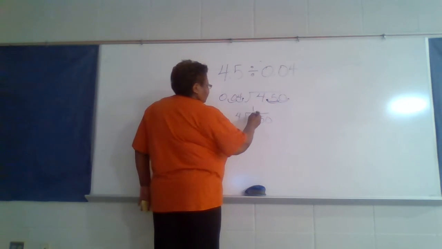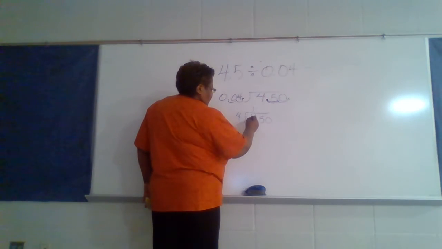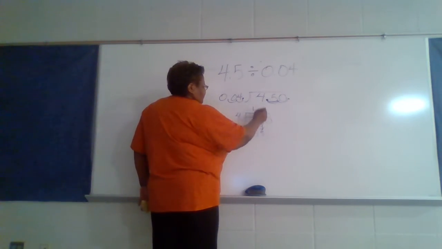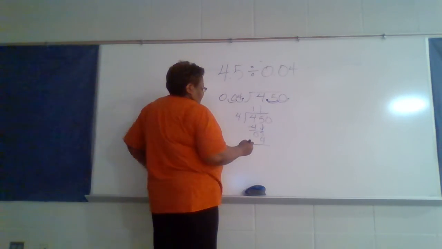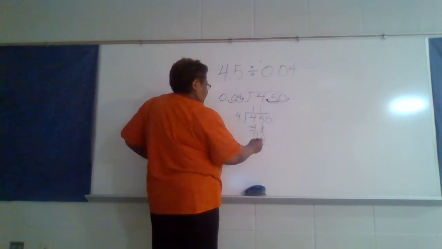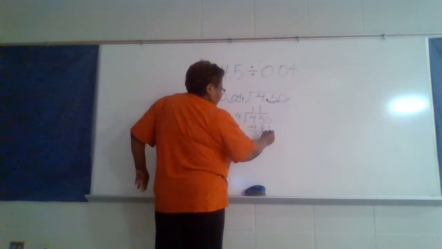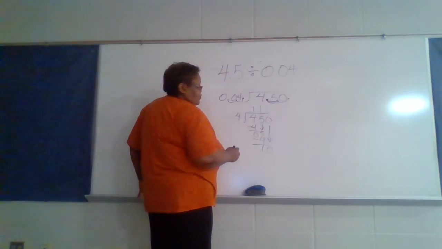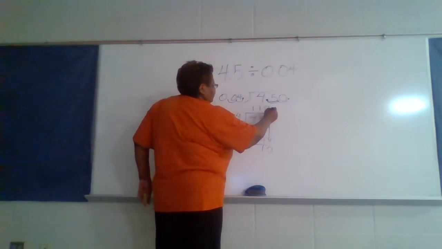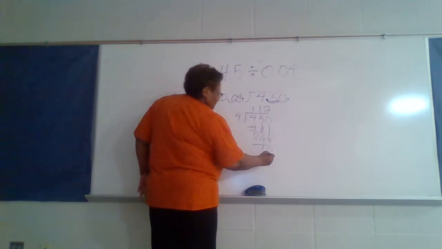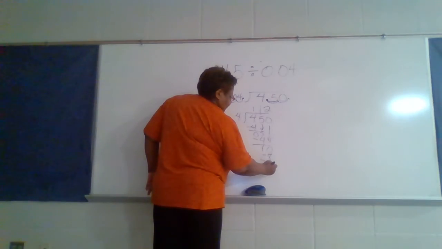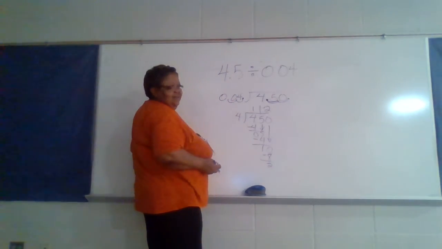4 goes into 4 one time. 1 times 4 is 4. 4 minus 4 is 0. Bring down my 5. 4 goes into 5 one time. 1 times 4 is 4. And 5 minus 4 is 1. Bring down my 0. 4 times 2 is 8. But I've got that remainder left.